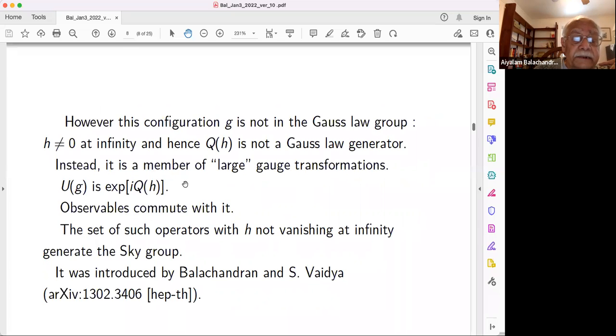but not a small gauge transformation. But because of locality, by a small argument, one shows that all the observables, all the algebra of observables, commute with this U g. Now, there are many such operators I can write down. Not only h, but I can choose other test functions not vanishing at infinity. And the set of such operators not vanishing at infinity, we call the sky group, following Abhay Ashtekar's SPI group, the spatial infinity group. It was introduced by Sachin and me long ago, in this archive. We had discussed it there, but now I want to look at it more.